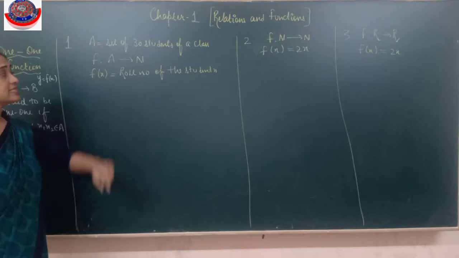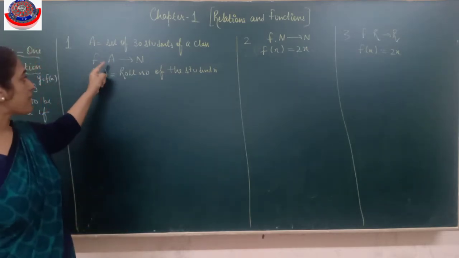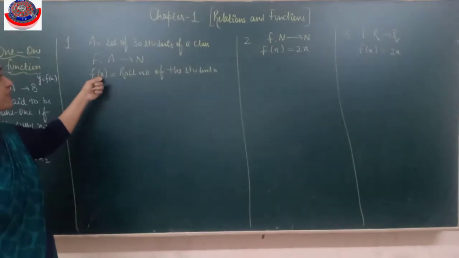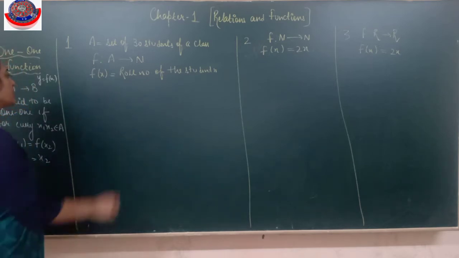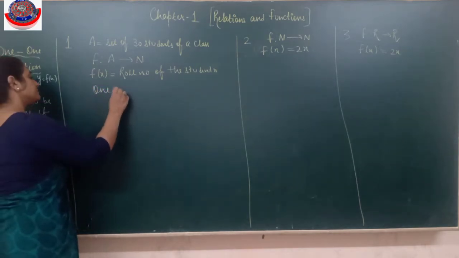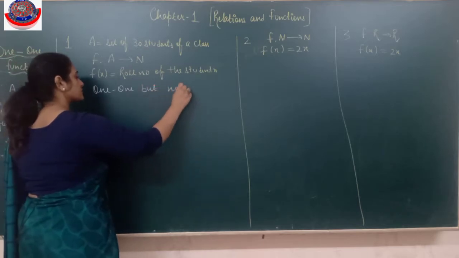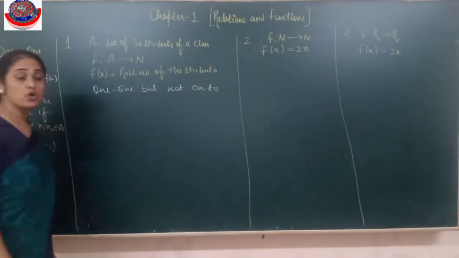It says A is a set of 30 students of a class and f is a function which maps from A to N. And f(x) is a function defined by the roll number of the student. It says check, it is one-one but not onto.